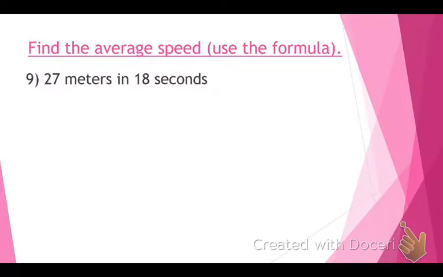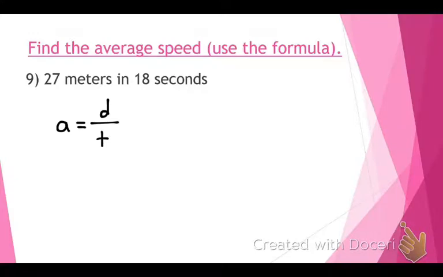Find the average speed and use the formula. Does anybody remember the formula that I need for finding average speed? A equals D over T, not D times T. Okay, the average speed equals distance over time.